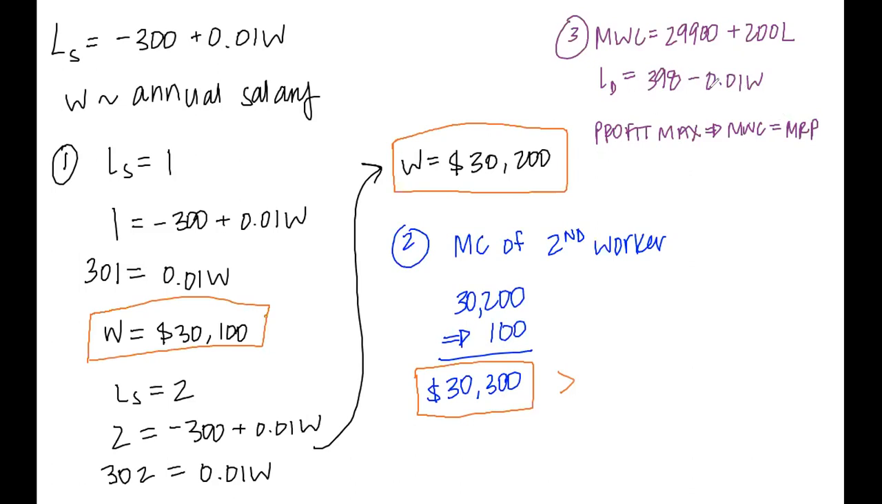So what we can see from this labor demand equation is that the wage is the marginal revenue product in this problem, from what we've learned already. So all we have to do is find an equation where we're solving for marginal wage cost equals marginal revenue product. We can do that by combining these two. If we're assuming that the marginal wage cost and marginal revenue product equal each other, we can write labor demand equals 398 minus 0.01, and then instead of W, you can put in the equation for marginal wage cost. So it'd be 29,900 plus 200L.